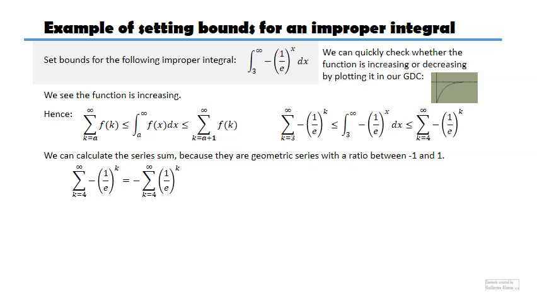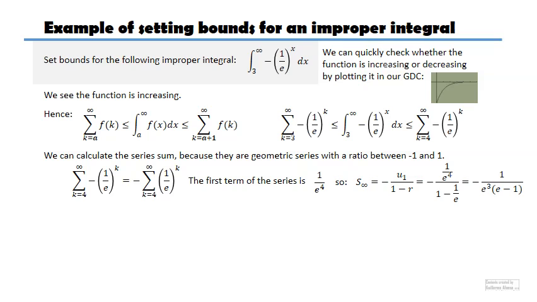Well, first of all, I'm going to use my formula from the infinite geometric series. But in that formula, I'm going to need the first term. So what is the first term? Well, the first term is simply when I put k equals 4. So it's going to be 1 over e to the power of 4. So here's my formula for the infinite sums. I put the negative number in front of it because this is this negative number. So I'm going to find out that it's going to be minus 1 over e to the power of 3 times e minus 1. This is this bound here.